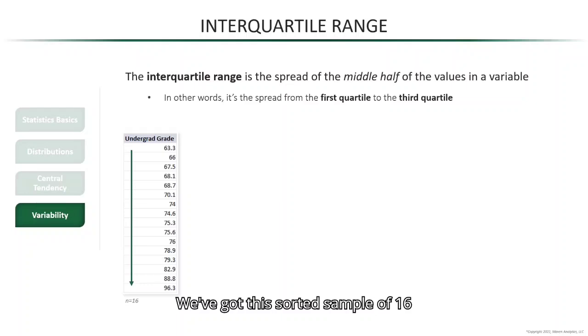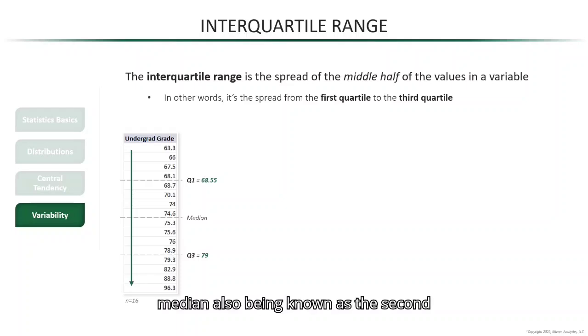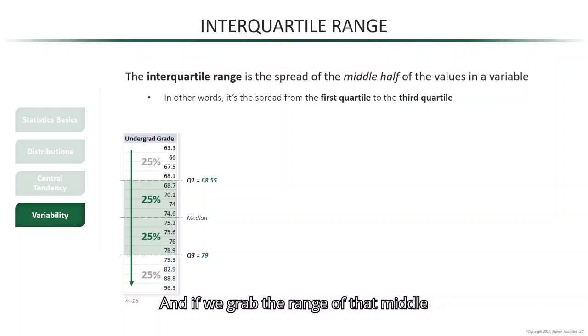We've got this sorted sample of 16 undergrad grades, so if we were to split it in half, then the value in the middle would be the median. And if we do an additional split so that we have 4 equal pieces, or quartiles, then these values that you see here are the first and the third quartile, with the median also being known as the second quartile. So now each of these sections represents 25% of the data. And if we grab the range of that middle half, the middle 50%, then that's what the interquartile range is.